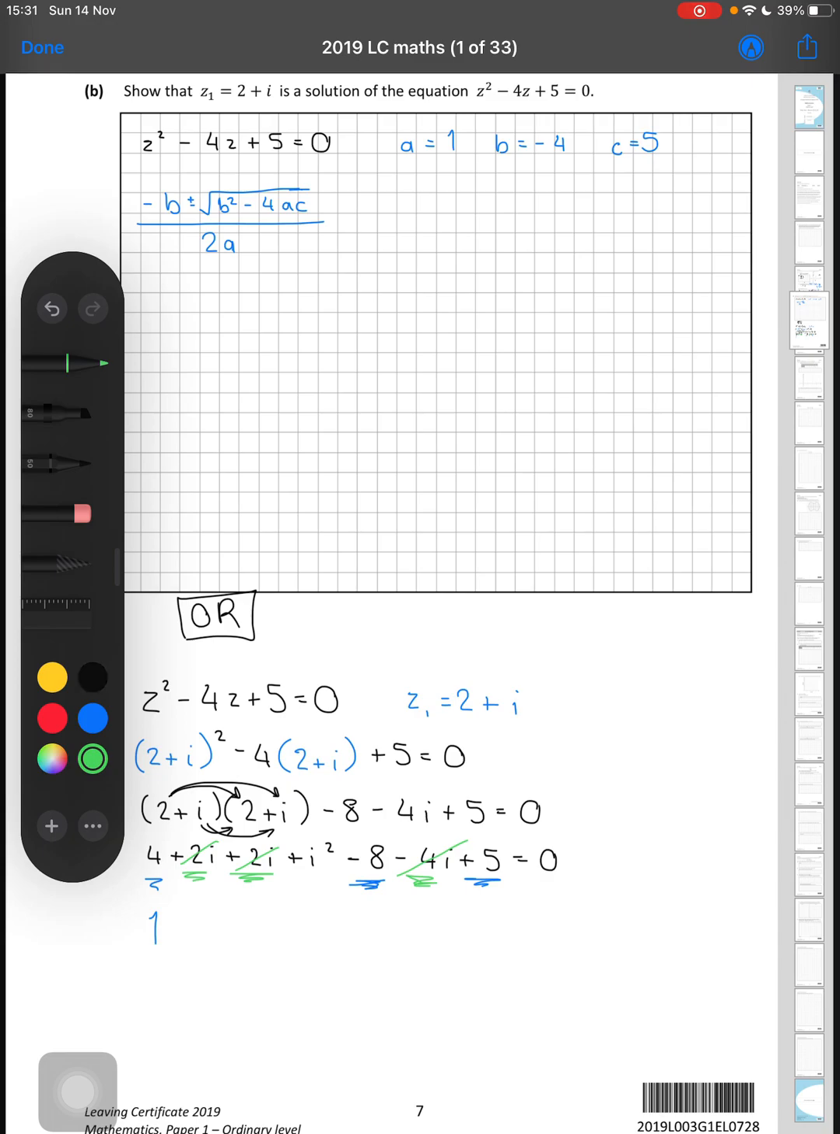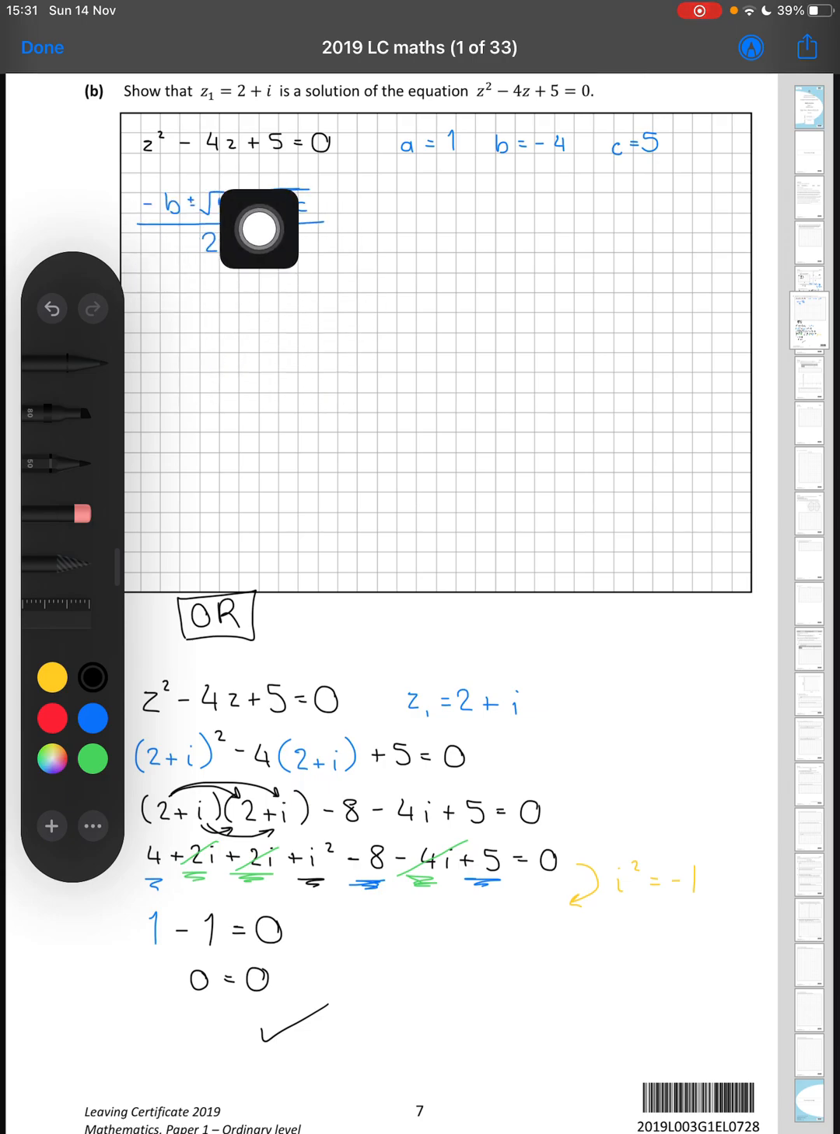And then I have this i squared. Now we know i squared is equal to minus 1. So I'm going to replace i squared here with a minus 1. Okay, so I have replaced i squared there with a minus 1, because we know that they're equal. And then I'll just carry down this equals 0. So I have 0 equals 0. So that has shown there that this is a solution to this. So that's a nice easy way of doing it.